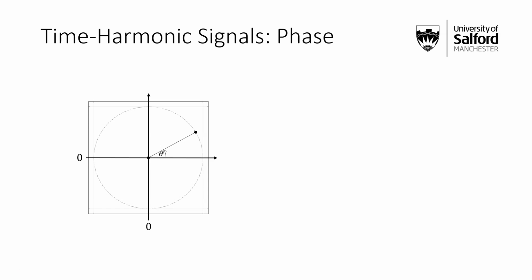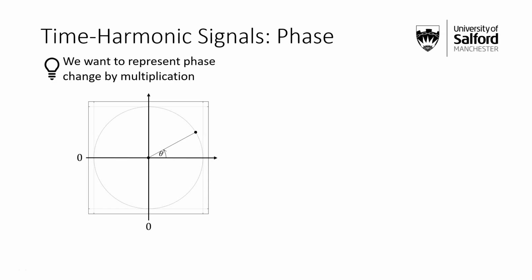So let's find a different way of writing that. We want to represent phase change by multiplication. So how are we going to do this? Well, let's start off with some simple cases. So if you want to do a full rotation, 360 degrees, you get back to where you started. So that's like multiplying by 1. Times something by 1, you get the same thing. Go around 360 degrees, you get the same thing. So yeah, okay.